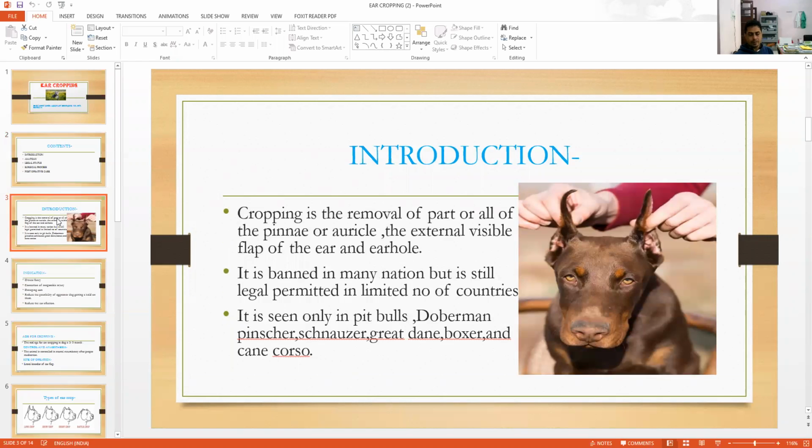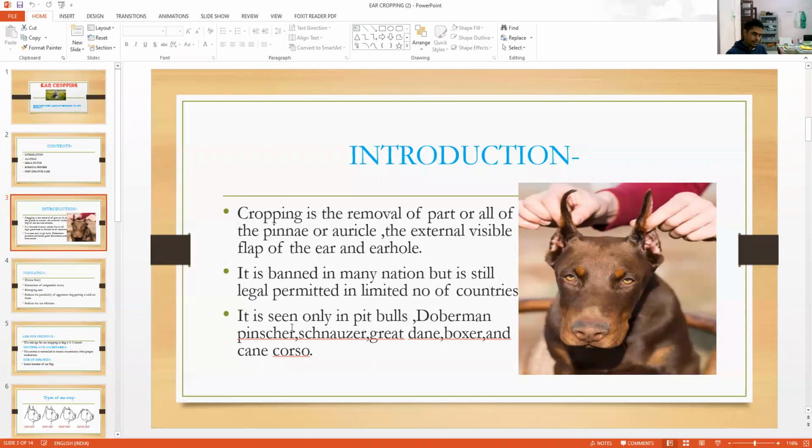Then, what is ear cropping? Cropping is the removal of part or all of the pinna or auricle, the external visible flap of the ear and ear hole. Mostly people used to come for this type of surgery so that the dog looks better, with the ear standing up. But it is banned in many nations, though still legally permitted in a limited number of countries.